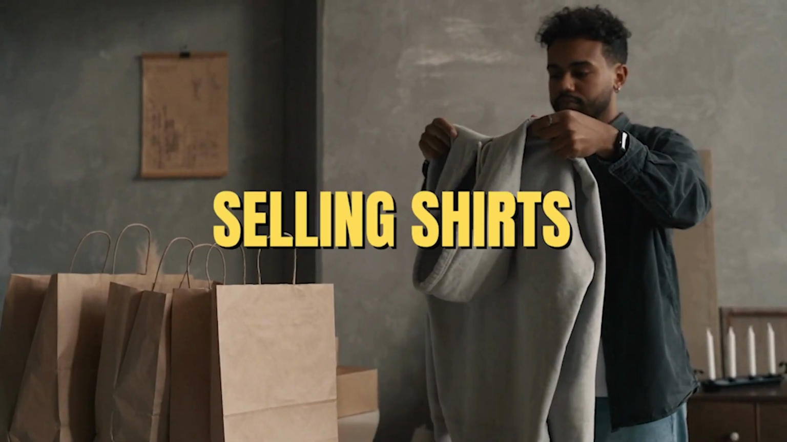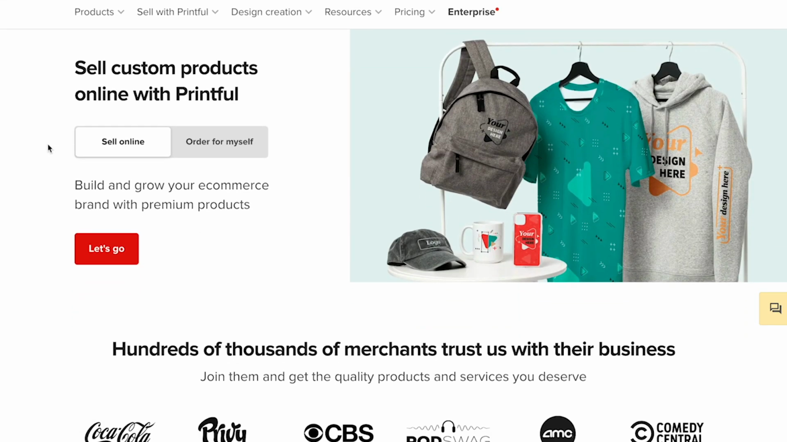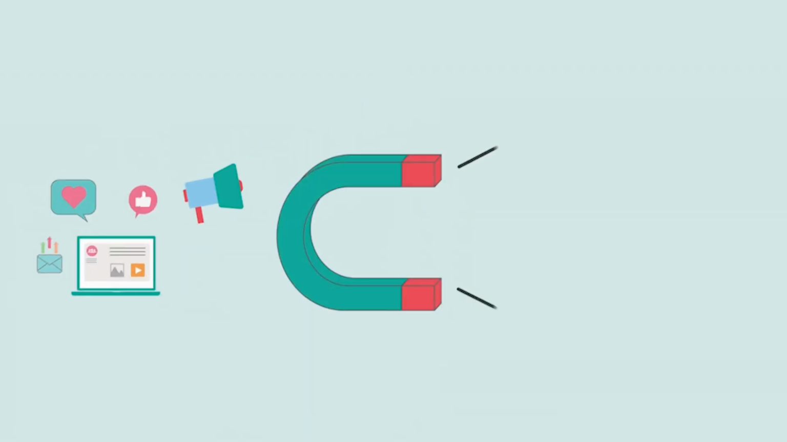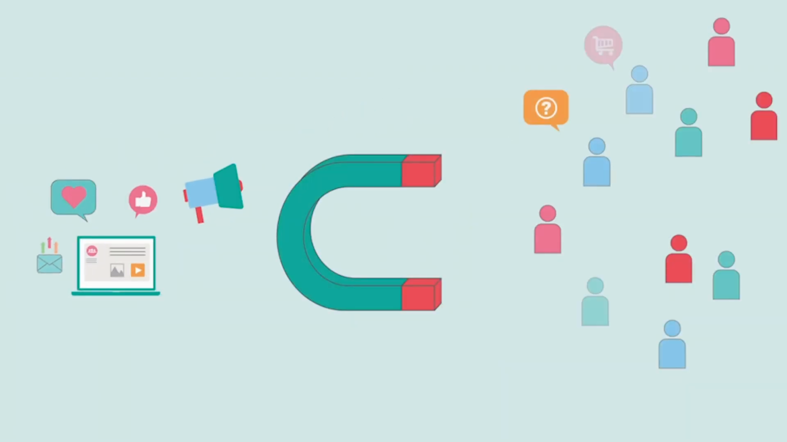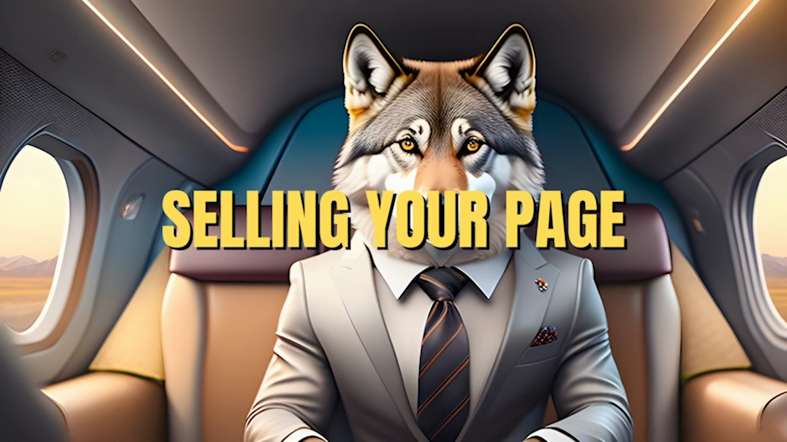Another way is by selling shirts or other merchandise. This can be done with print on demand. You can even do affiliate marketing where you share links to products with your followers and earn a commission every time they buy something. The last way that I'm going to share with you today is selling your page. Someone else that wants to start something similar can benefit from this, as your page already has followers and engagement.